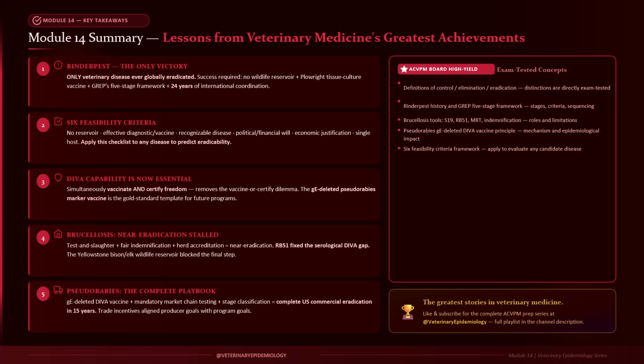Pseudorabies, eradicated from U.S. commercial swine in 2004. GE deleted DIVA vaccine plus market chain testing at slaughter plus movement traceback, a model for what a well-designed eradication program looks like. The DIVA concept, negative marker approach, delete an antigen from the vaccine, run a companion diagnostic for antibody to that antigen. Vaccinated are negative, infected are positive, allows simultaneous vaccination and surveillance. This is a concept that appears across multiple diseases and across multiple exam questions.